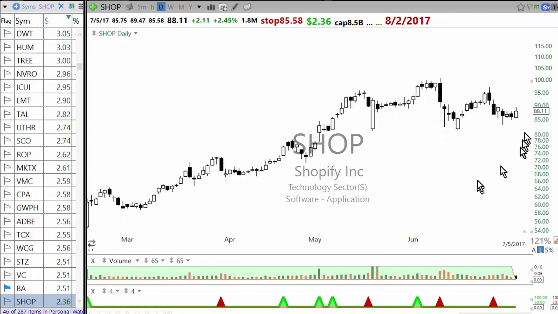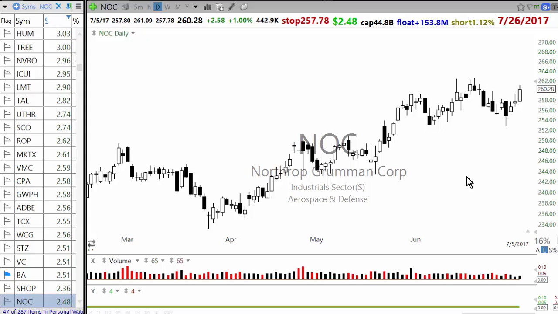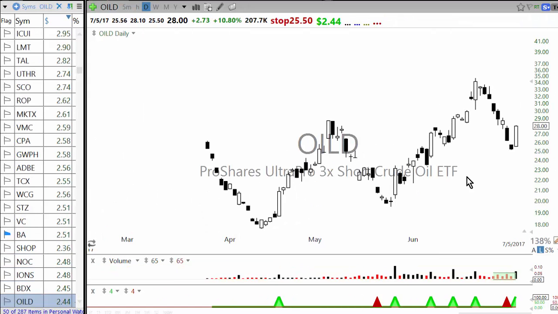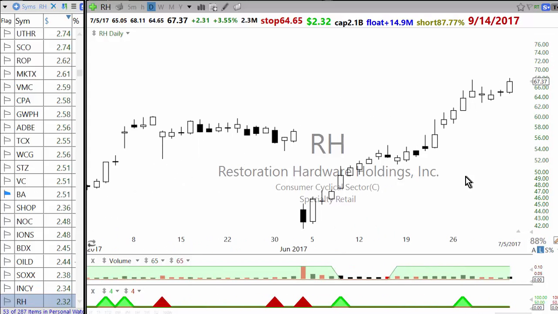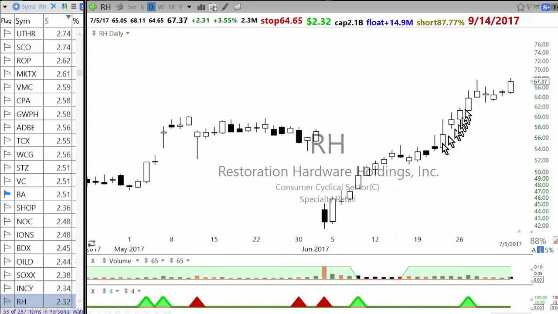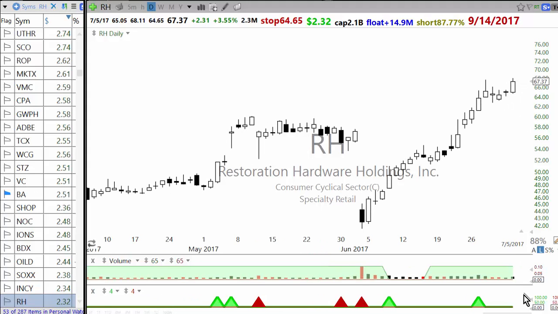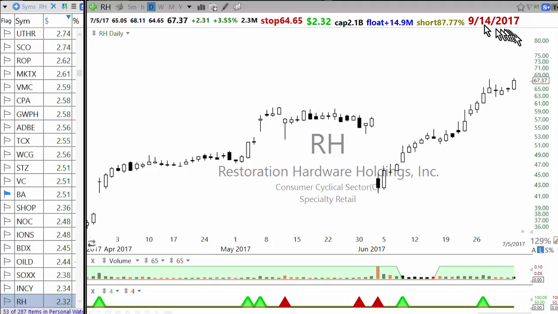Shopify again, choppy base. So we keep going till we find a good candidate. This Restoration Hardware, see, very orderly first leg, sideways for 2-3 days, didn't close near the high, so that's one of the negatives. The earnings is on 9/14/2017.